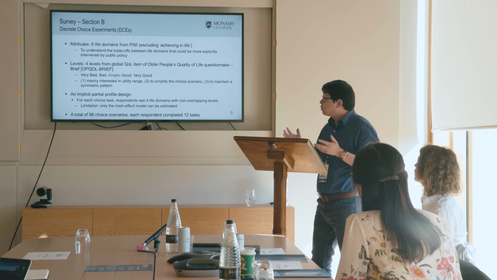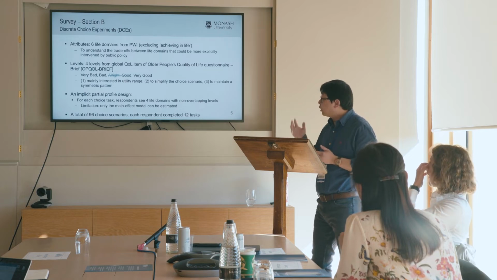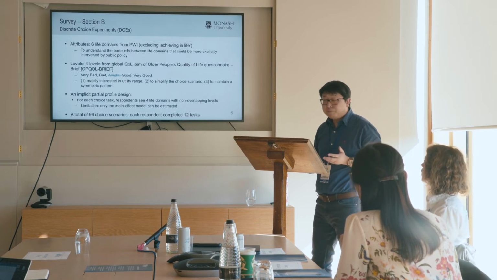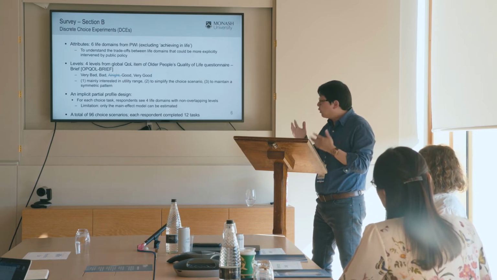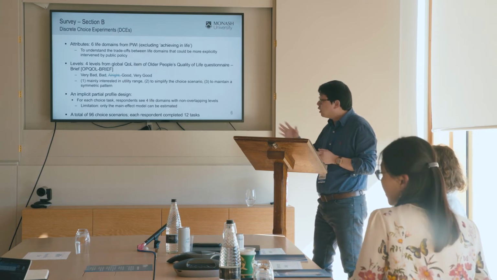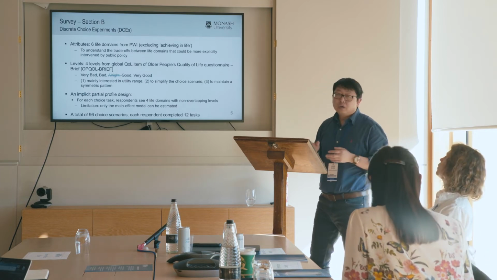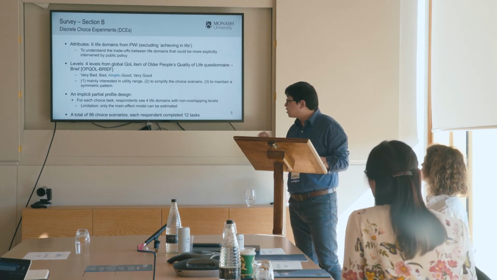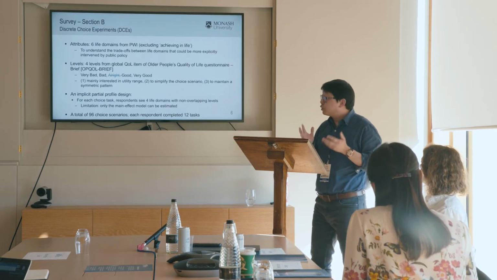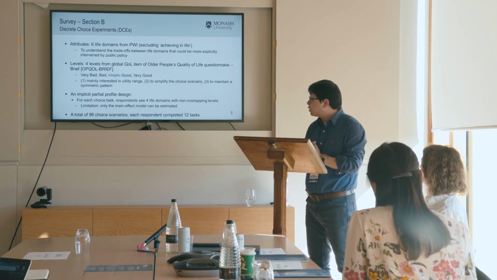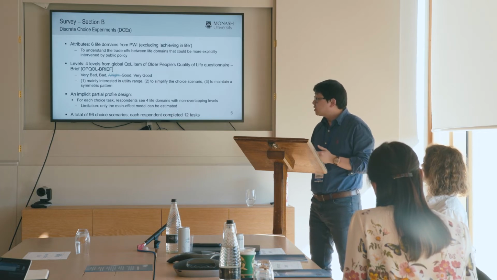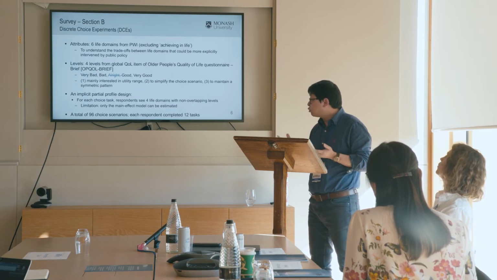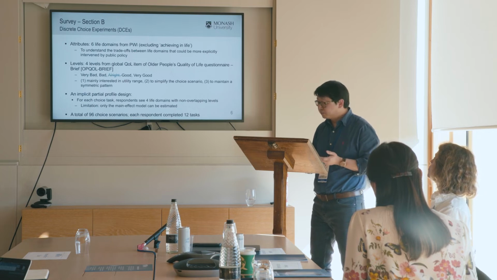To further simplify the choice scenario for the respondents, we use an implicit partial profile design, such that instead of showing all 6 attributes, we only show 4 life domains, with non-overlapping levels, so it always changes each time. It comes with the limitation that only the main effect can be estimated, but based on our prior experience with quality of life instruments, that wouldn't be an issue. In total, 96 choice scenarios were created, and each respondent completed 12 tasks.